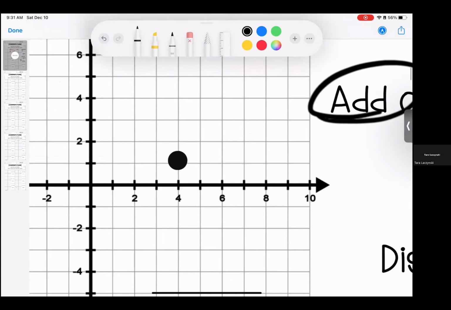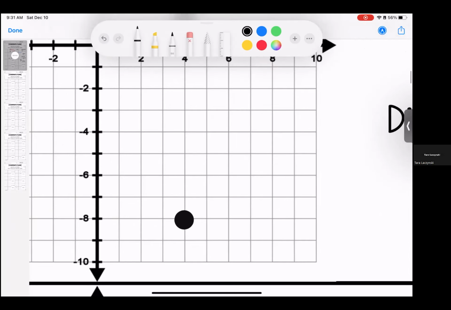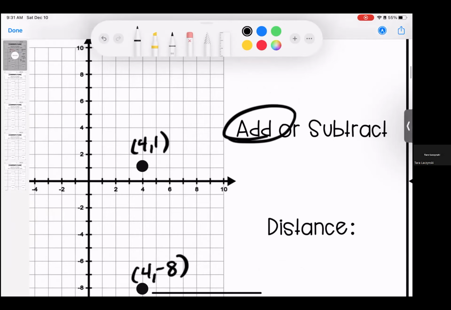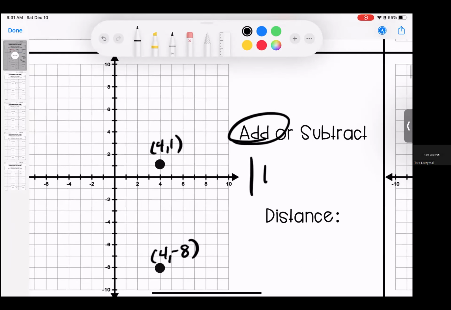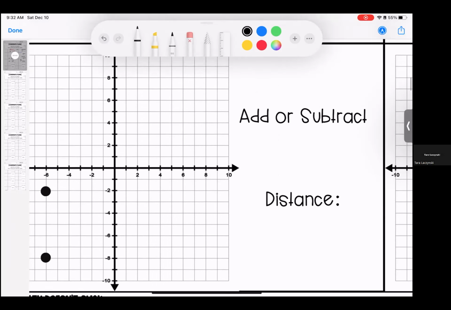Coming up here, for this first one, I go over to 4, up to 1. Down here, I go over to 4, down to 8. So I am going to add the absolute value of 1 plus the absolute value of -8, because notice that my x values are the same, my y is different. So absolute value means taking away that negative sign, just talking about its distance from 0. 1 plus 8 is 9. I have a distance of 9 units.